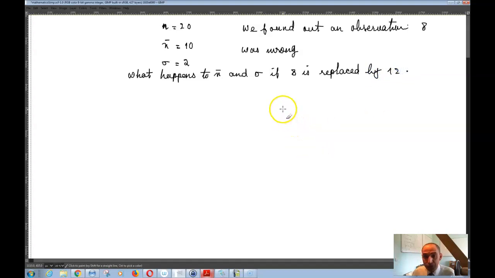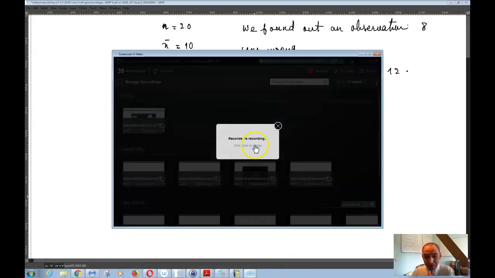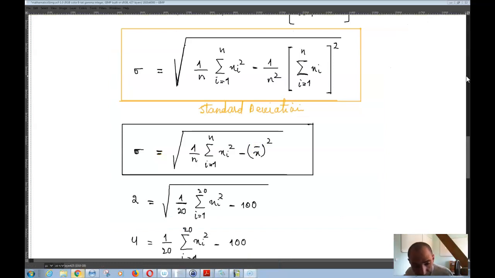Now, in order to solve this problem, let me think about it for a few moments, and then I'll come back and we will solve the problem together. Okay, so now to solve this problem, I need to come over here.